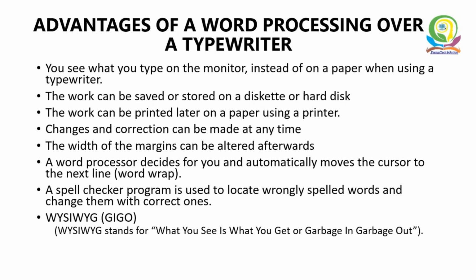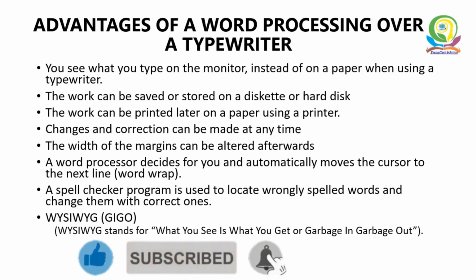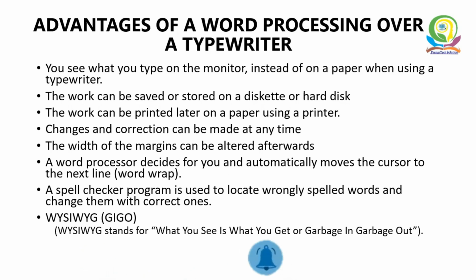A word processor decides for you and automatically moves the cursor to the next line. That is what word wrap is. When you are typing, you will see that when your mouse pointer or the cursor gets to the end of the paper where you are typing, it will drop to the next line for you. That is one of the advantages of a word processing program.